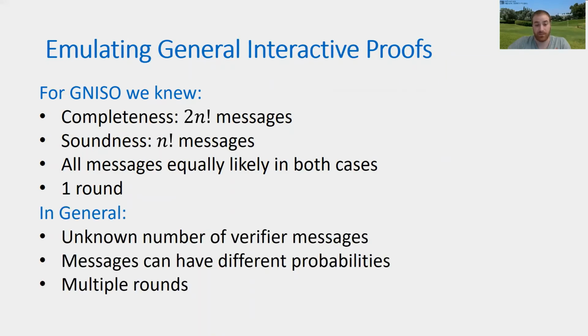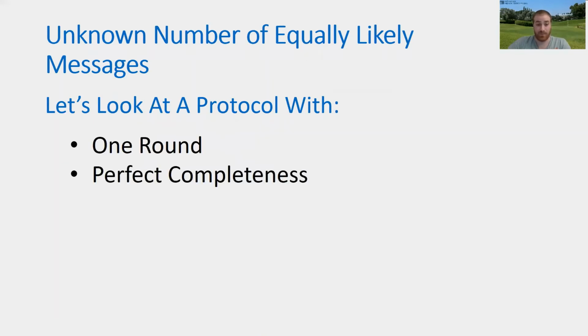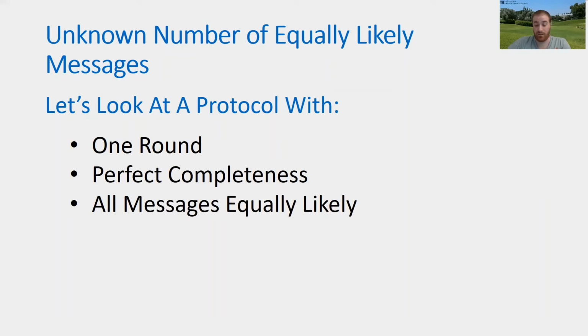In general, we don't know the number of verifier messages. Messages can have different probabilities, and general protocols have multiple rounds. So now let's look at a slightly more complicated protocol, which still has one round and perfect completeness, and all messages are still equally likely. But now we don't know the number of different messages that the verifier could send.